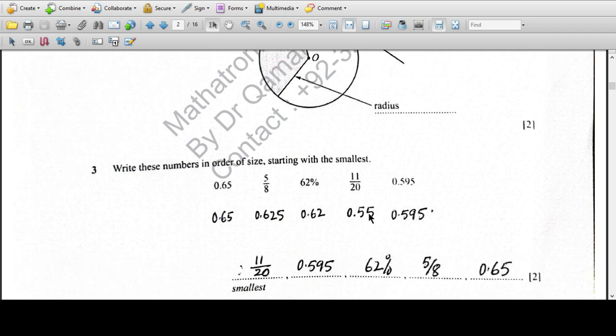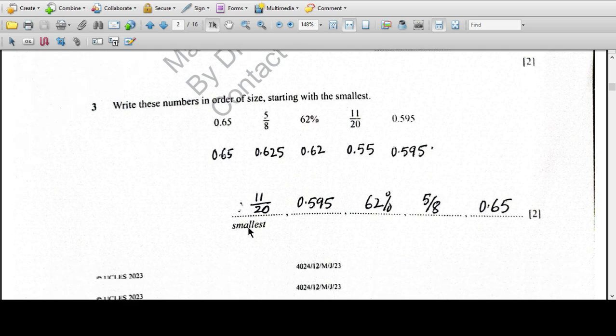So here the smallest value is 0.55, so this is 11 by 20, and after that 0.95, which is this. So second is 0.95, and after that this is 0.62, this is 62%, and in the fourth position, this is 0.625, so this is 5 by 8, and 0.65 is the largest number, so this is 0.65. And this is part 3.